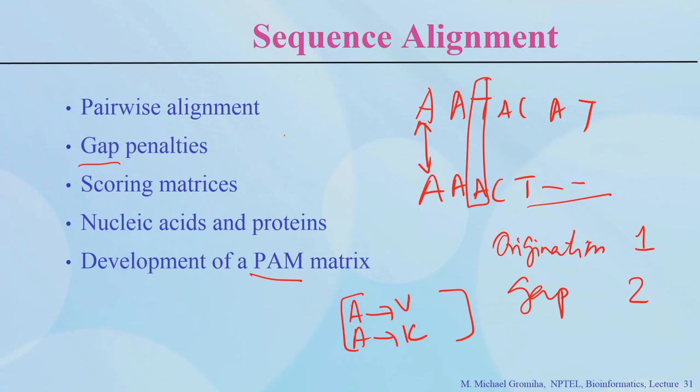For example, if it is Aij, how many times alanine is mutated to valine? How many times alanine is mutated to all the other 20 residues? How many alanines are present in the sequence? What is the length of the sequence? All these aspects we need to consider for developing this PAM matrix, right.